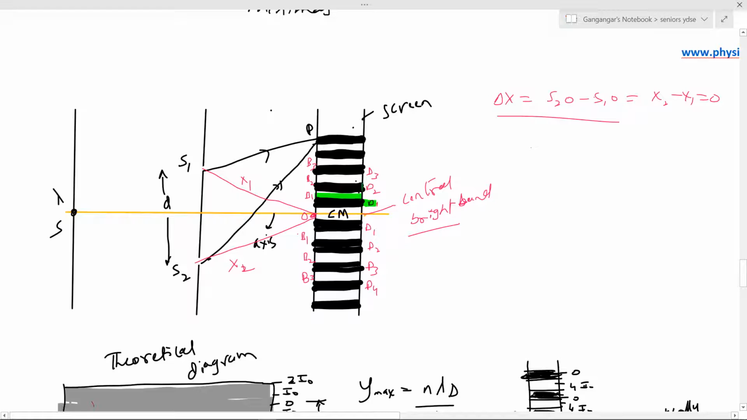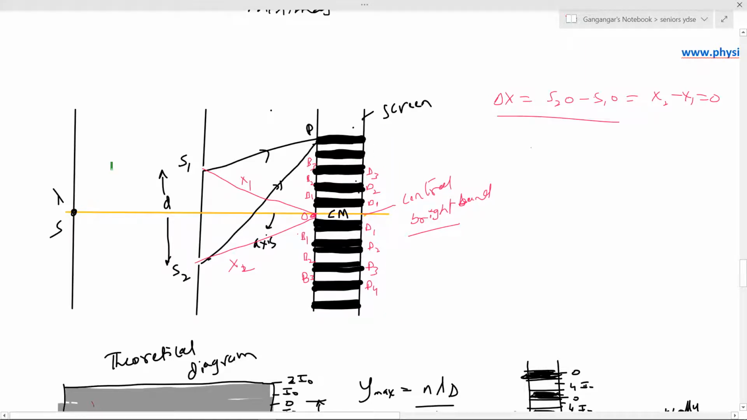Next, we'll get the first maxima, second minima, second dark band, second bright band, third dark band, third bright band. Like that, alternate bright and dark bands will be there. And since S1, S2 are placed symmetrically with respect to the axis, we'll get a symmetric pattern. So the pattern will be symmetric about the axis here.